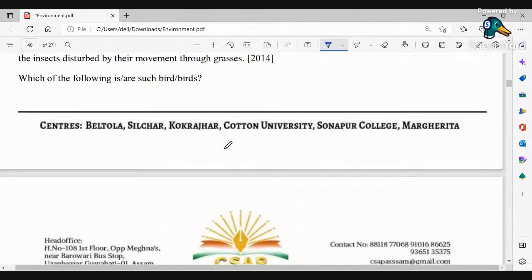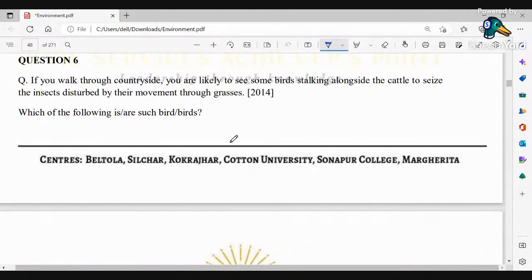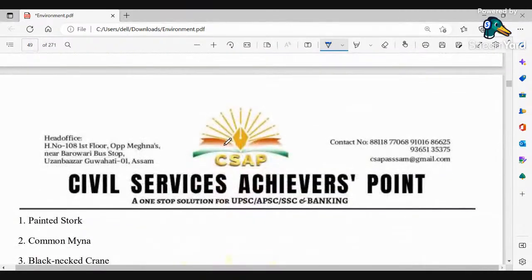Okay. If you walk through the countryside, you are likely to see some birds stalking alongside the cattle to seize the insects disturbed by their movements through grasses. So, which of the following is or are such birds? What I've been asked is that if you move to the countryside, that means the village side, the rural side, you are likely to see some birds stalking alongside the cattle to seize the insects disturbed by their movements through grasses. So, which of the following is or are such birds?